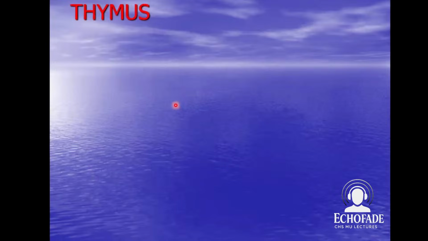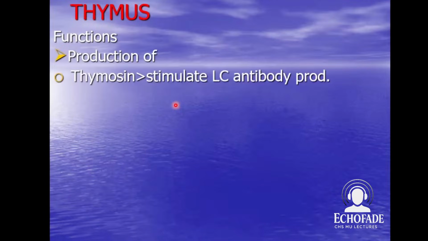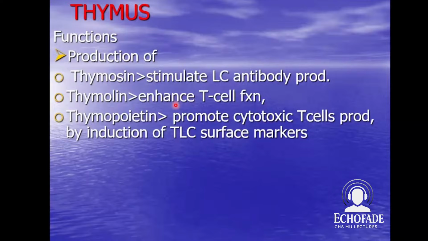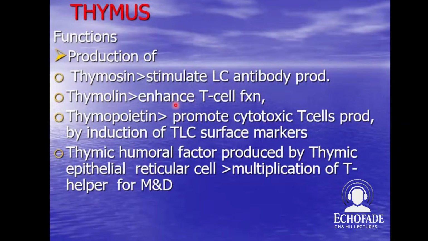We have done the thymus, so I've just put it here to mention that the thymus produces hormones, which are thymosin, thymulin, thymopoietin, and thymic humoral factor, very important in maturation of T cells. These are the thymic epithelial reticular cells, and we have covered that when we were dealing with the immune mechanism.